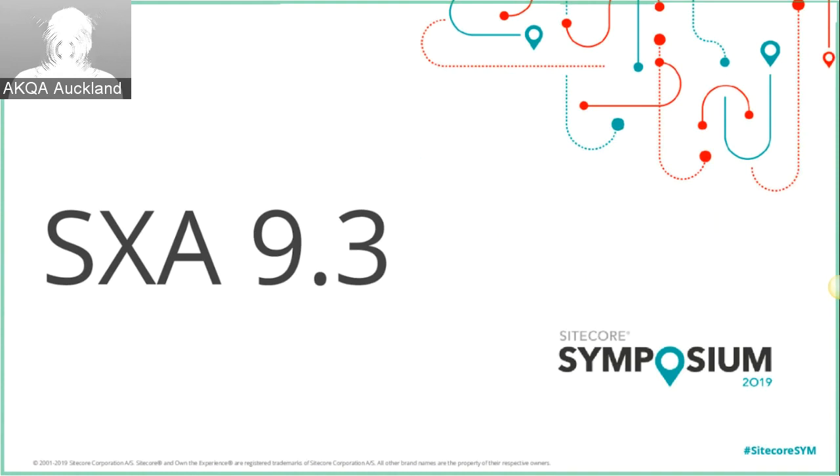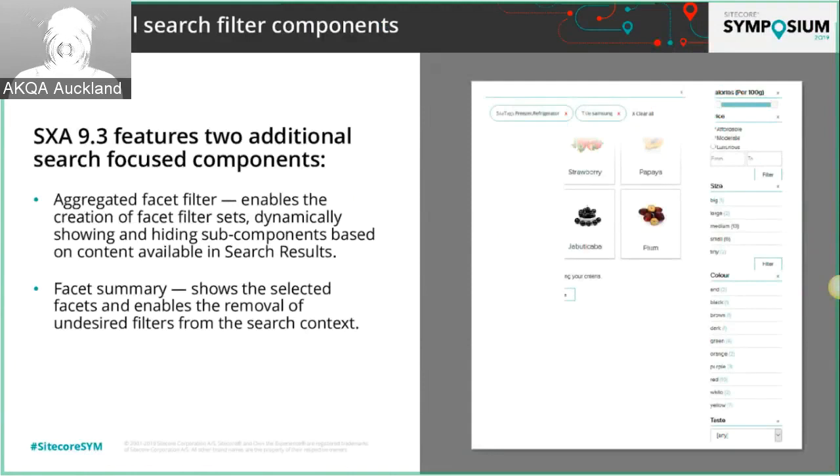Otherwise, they added three extra functionalities. One is two search components they added, mainly the aggregated facet filter and facet summary. Both are related to search. We can aggregate the facets, and summary-wise we can have the count and all there. I don't have a demo for the future. This is the one I was telling you about.